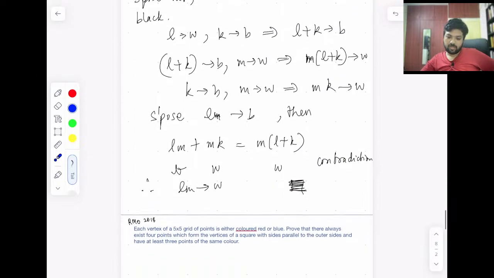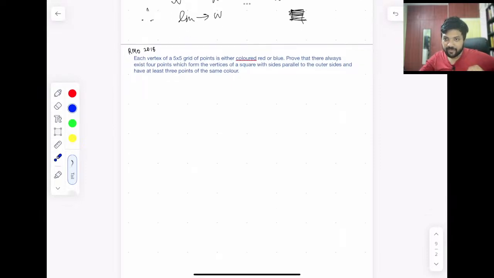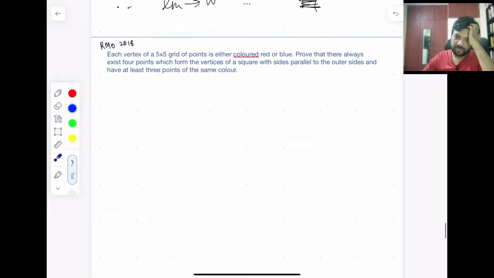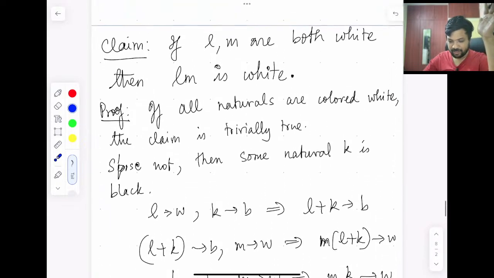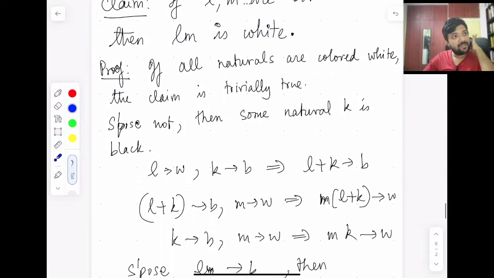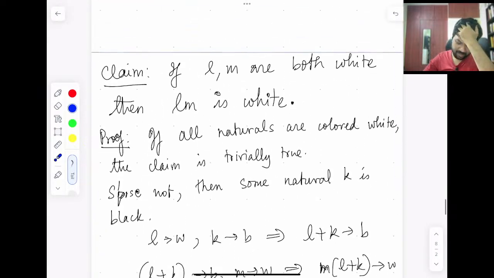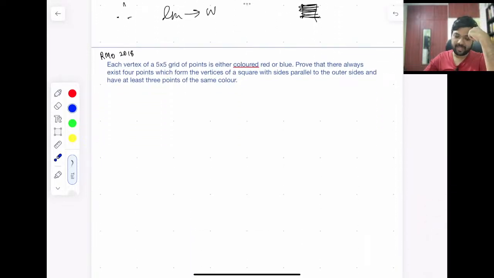Okay. All right. So here is the last problem of the day. I really liked it actually. I think it was natural, at least to me. At least the flow of the argument was natural. So let's try RMO 2018 problem, last problem of the day.